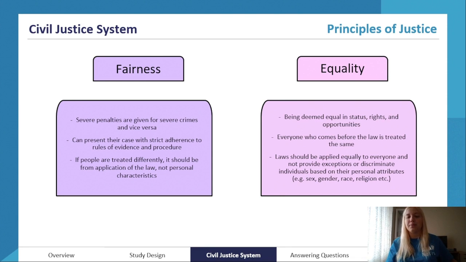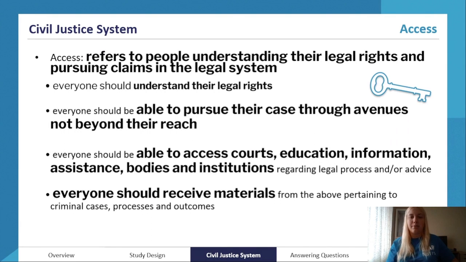So it's really simple. And equality, laws should be applied equally to everyone and not provide exceptions or discriminate individuals based on their personal attributes. Reiterating that everyone will be treated the same.